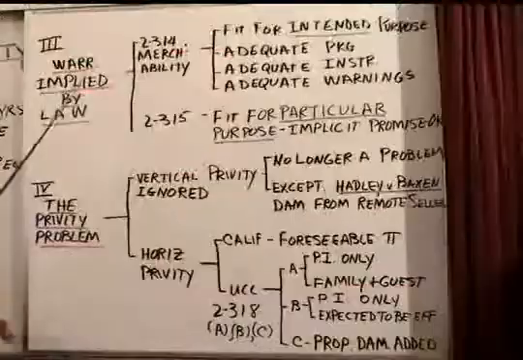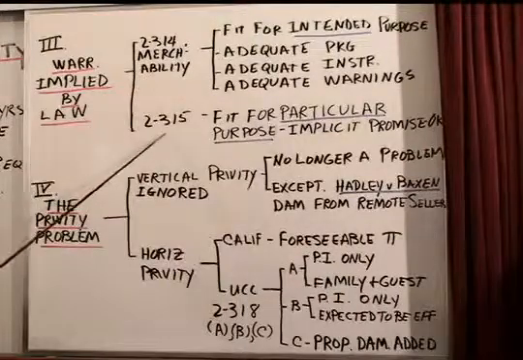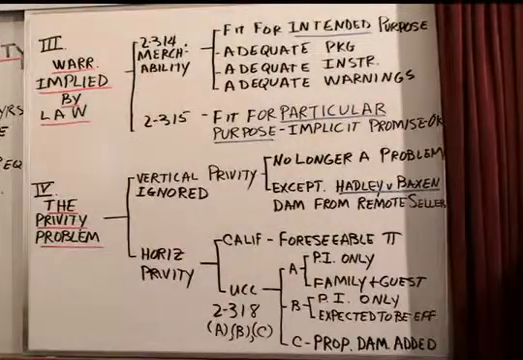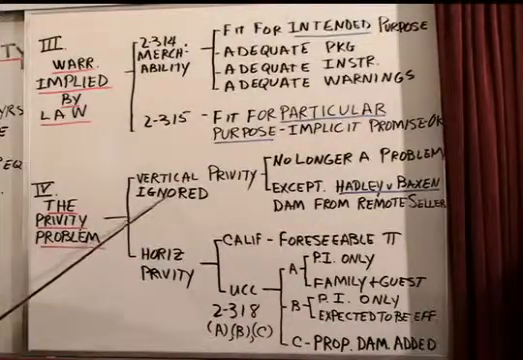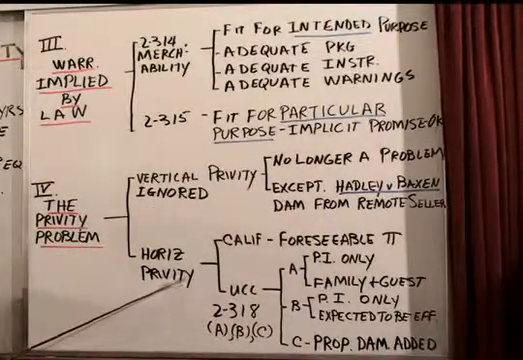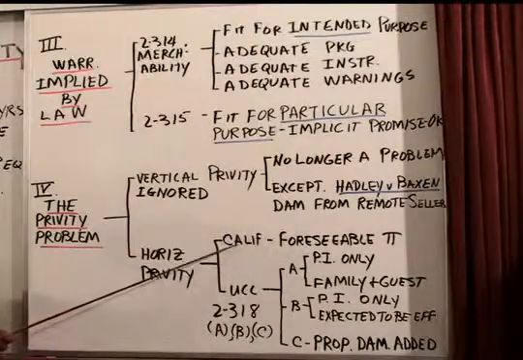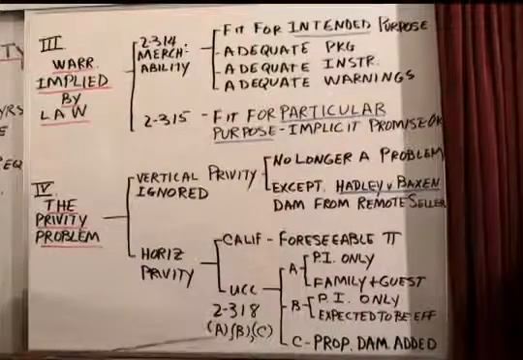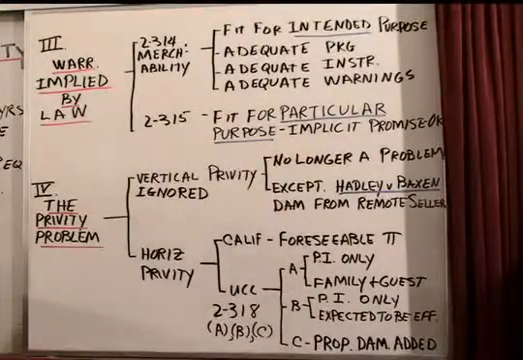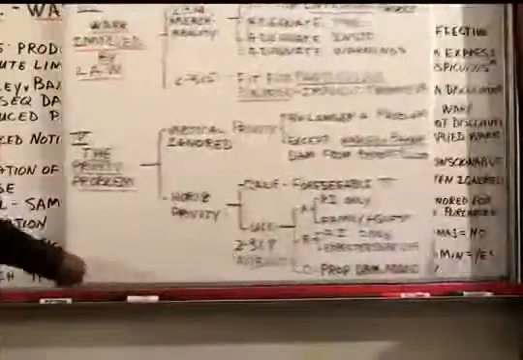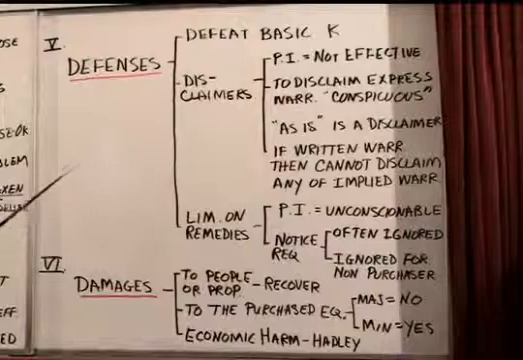So that takes care of the implied warranties of 2-314, merchantability, and 2-315, fit for a particular purpose. The privity problem: there basically is no vertical privity problem. There is a horizontal privity problem. It's solved in these two ways. California says all foreseeable plaintiffs can sue. The UCC says either A can sue, or the B people can sue, or the C people can sue. Now, going next to defenses to breach of warranty.